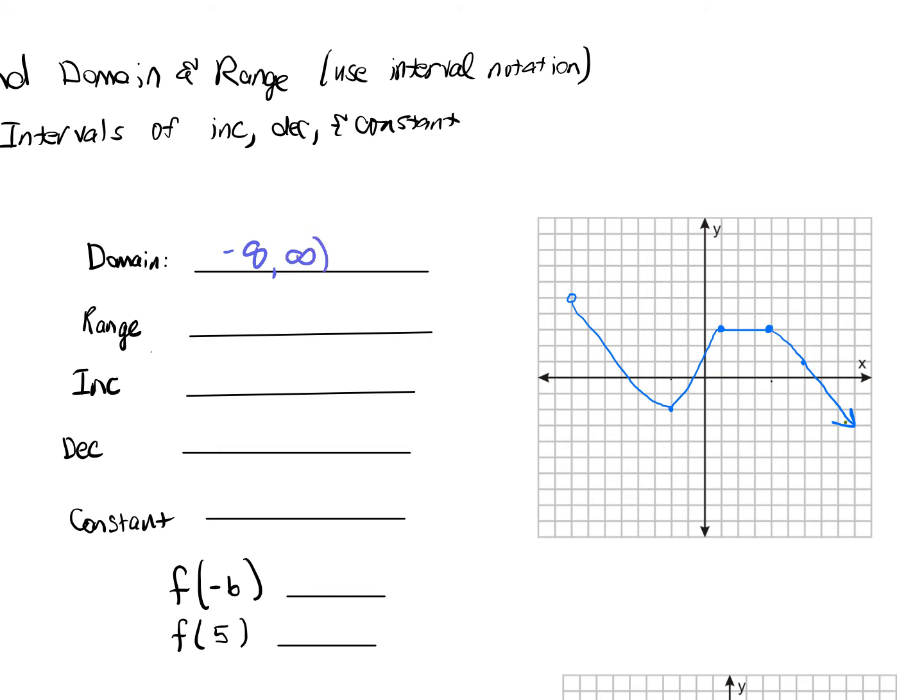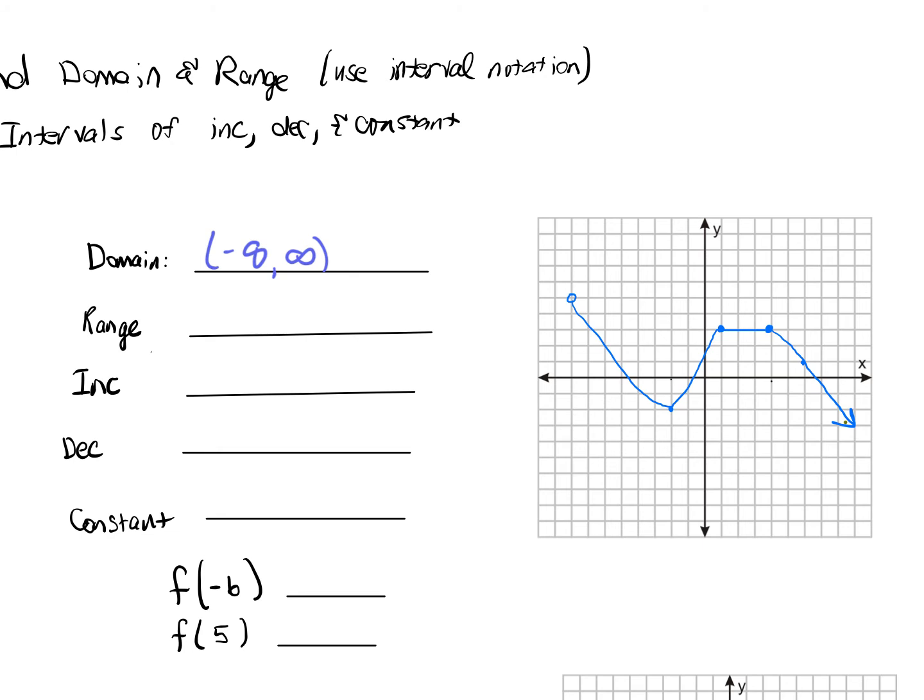Good. Because it continues to go down, it will continue to go to the right as well, which means it'll go to infinity. That -8 is going to have what on it? Parentheses or brackets? Parentheses, because the circle is open.